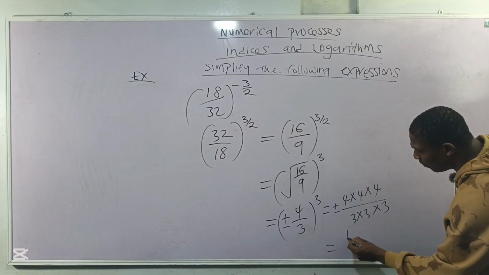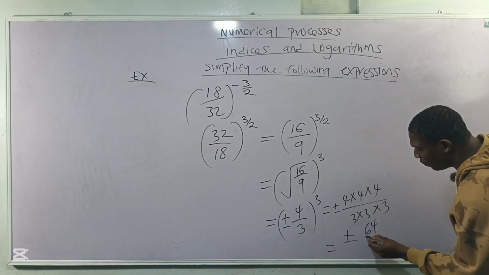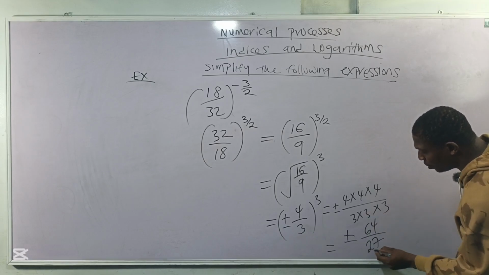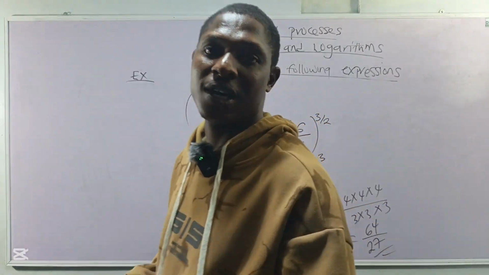So I have plus or minus 4 times 4 is 16, 16 times 4 is 64. And 3 times 3 is 9, 9 times 3 is 27. So we have plus or minus 64 over 27 as our answer.